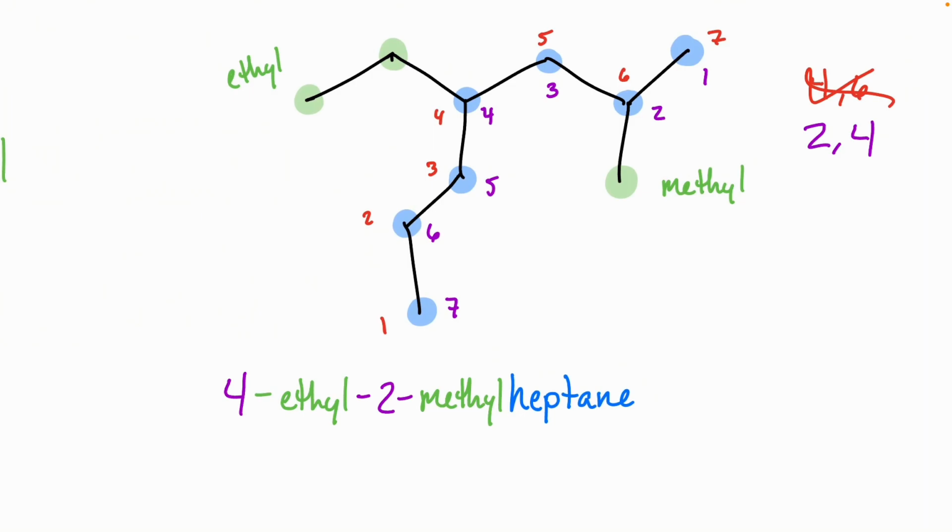All right, again, I have the numbers indicating the location. Any sort of substituents, anything off of that main chain, I have labeled in my name as well, and then the actual parent chain.